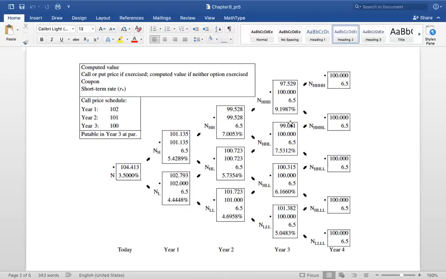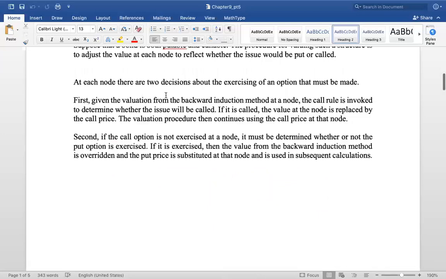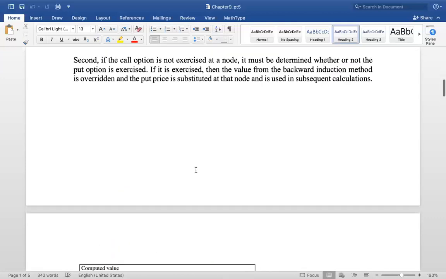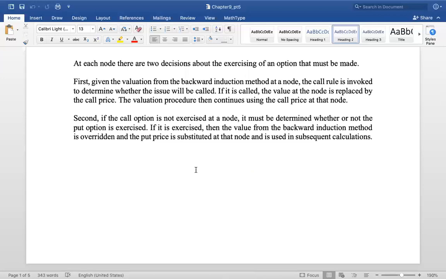You only have to focus on whether the bond will be put by the investor or called by the issuer. First, given the valuation from the backward induction method at a node, so I'm explaining how to do this, the call rule is invoked to determine whether the issue will be called. If it is called, the value at the node is replaced by the call price. The valuation procedure then continues using the call price at the node.